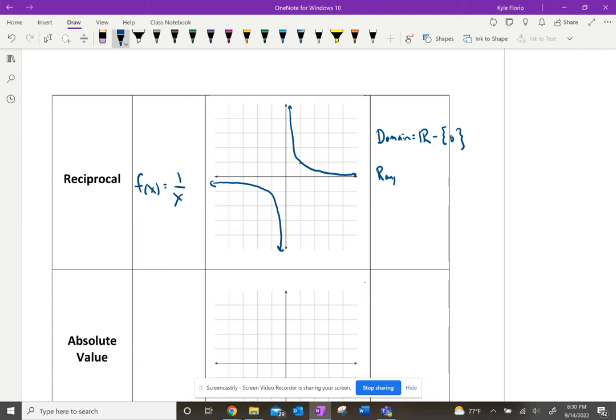The range, I can get any number, 1 divided by 5, 6, 7. I can get any number as an output except 0. There's no number I can divide 1 by to get 0. So there's no 1 divided by something equals 0. It doesn't happen. If I use a really, really small number, 1 divided by a small number will get me really, really high numbers, but I'll never get 0. So it's going to be all real numbers minus 0.